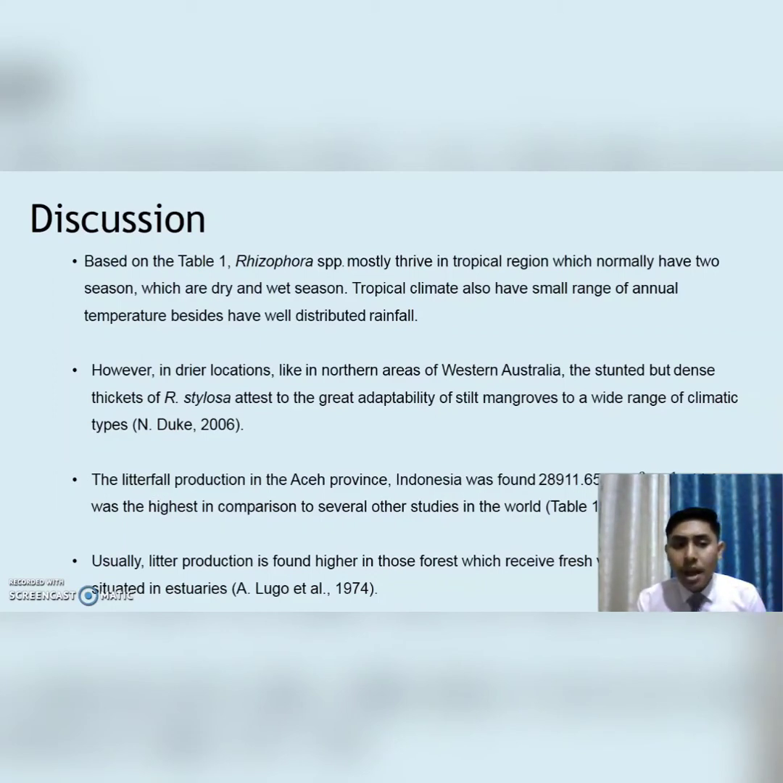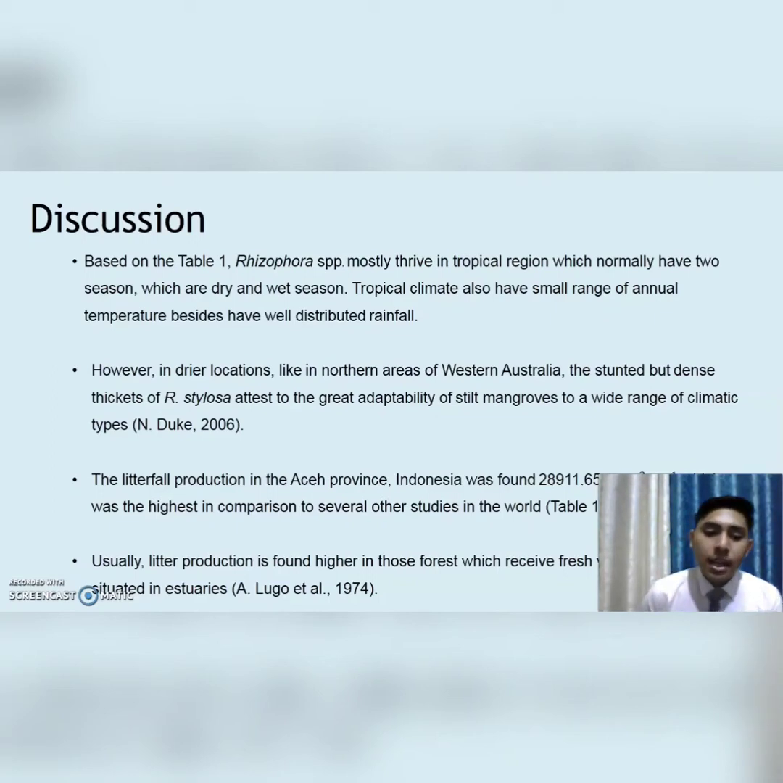based on Table 1, Rhizophora species mostly thrive in tropical regions which normally have two seasons, which are dry and wet season. Tropical climate also has a small range of annual temperature besides having well-distributed rainfall. However, in dry locations, like in northern areas of Western Australia, the stunted but dense thickets of Rhizophora stylosa attest to the great adaptability of mangrove to a wide range of climatic types.